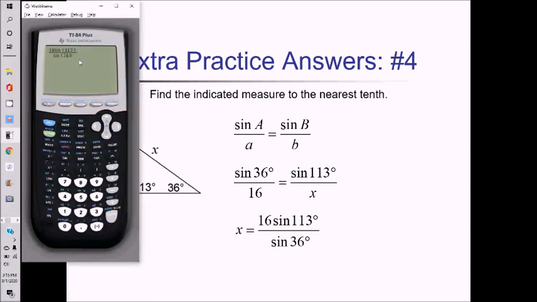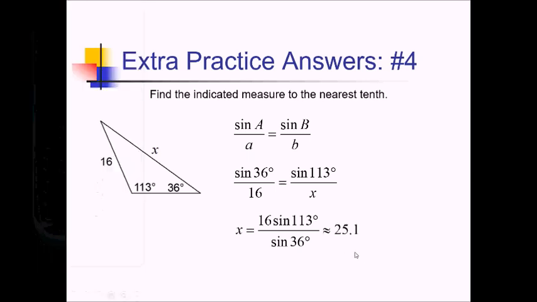So here's what I did on my calculator. I did alpha y equals, and then again I have 16 sine of 113 over sine of 36, and press enter. That gives us 25.1. So that's the length of this side. And since this is just a side and not an angle, law of sines has no ambiguity here. There's no alternate answer waiting for us. It's just 25.1, and that's it.